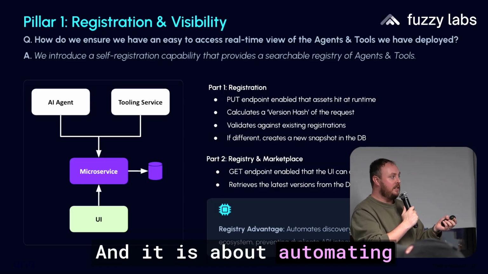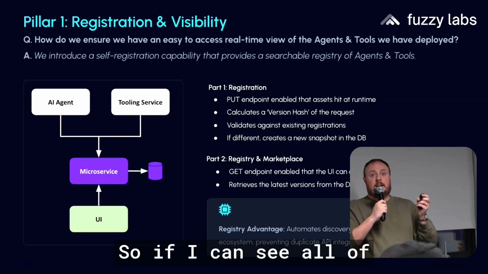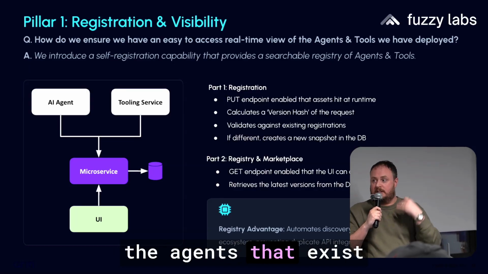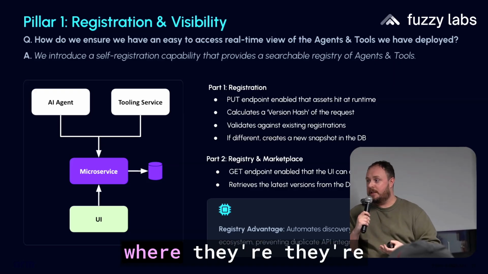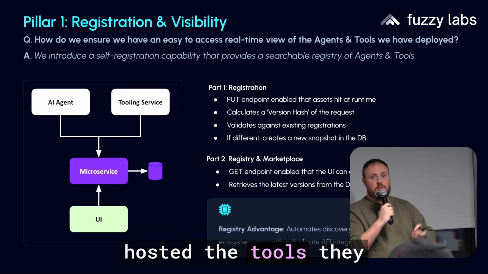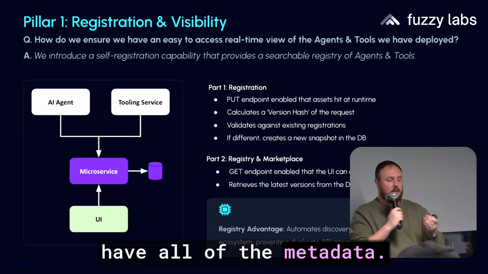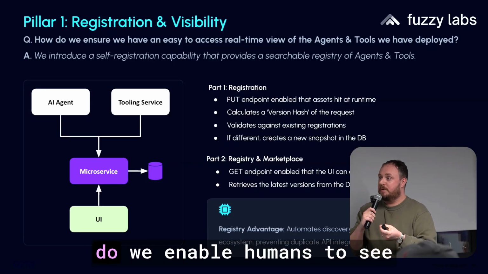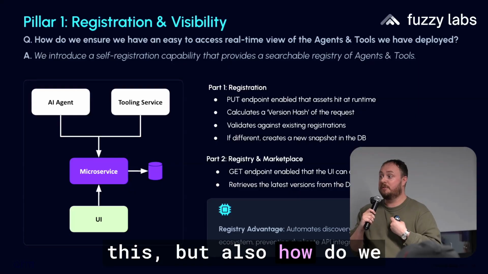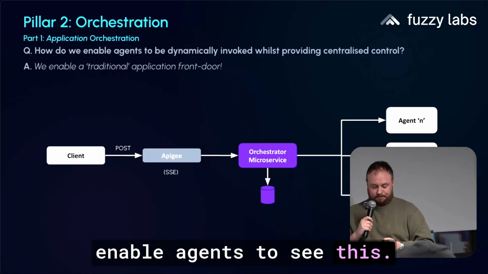And it is about automating that discovery as well. So if I can see all of the agents that exist, and I understand the description, the URL where they're hosted, the tools they have, all of the metadata, then an agent can see that as well. So this is a simple grounding principle of how do we enable humans to see this, but also how do we enable agents to see this.